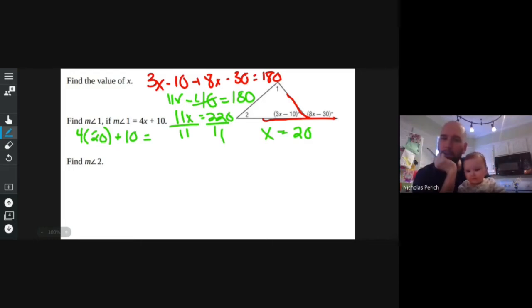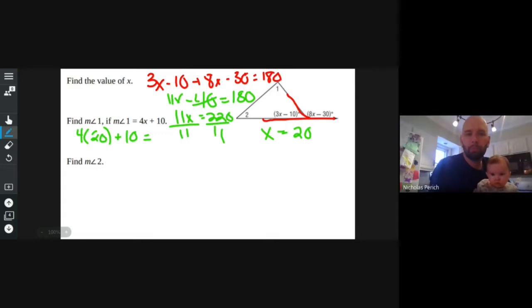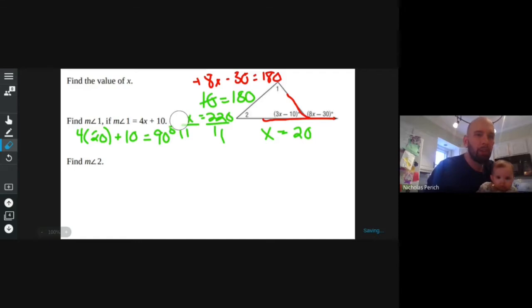Does anybody have it? How come no one typed out 90 yet? There's Athena. Can always count on you. So the measure of angle 1 is 90 degrees. Okay? Let's get rid of this whole mess. If you're like, no, I wasn't done, it's on the internet.